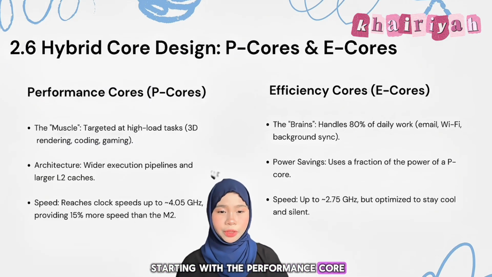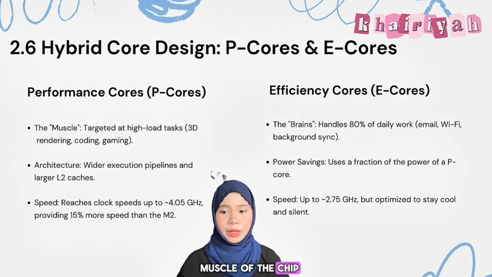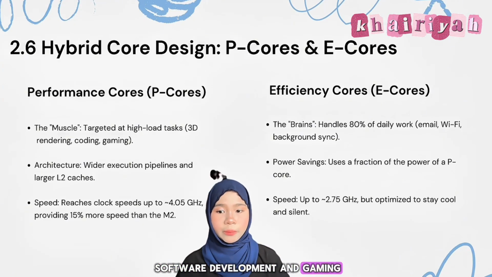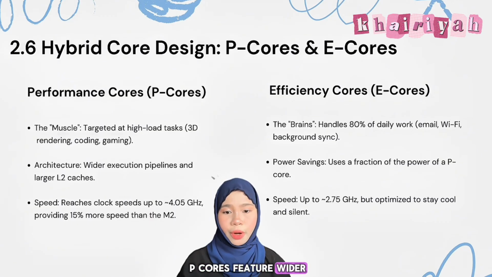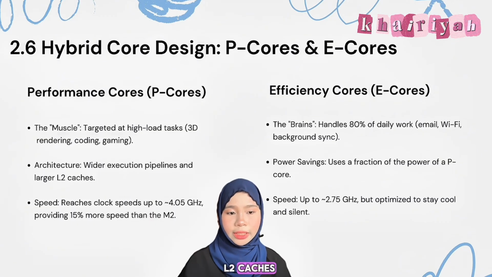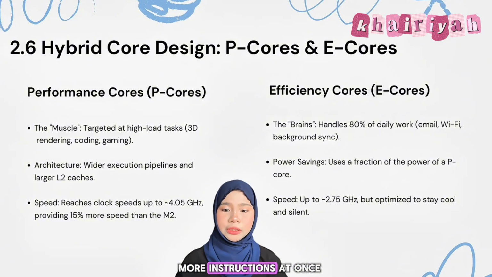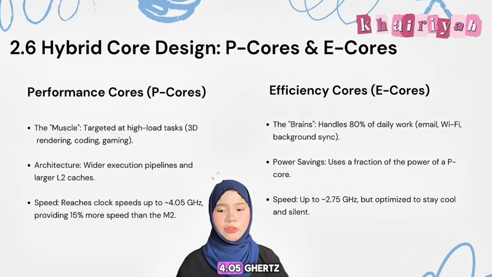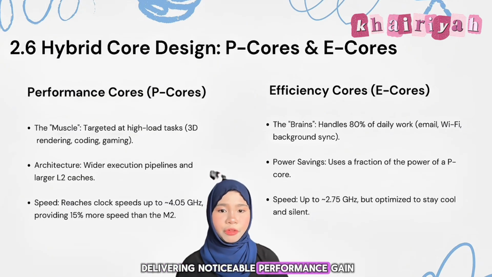Starting with the performance cores, these are essentially the muscle of the chip. They are designed for high-intensity tasks such as 3D rendering, software development, and gaming. Architecturally, P-cores feature wider execution pipelines and larger L2 caches, allowing them to process more instructions at once. On the Apple M3, these cores can reach clock speeds of around 4.05 GHz, delivering noticeable performance gains compared to the previous generation.